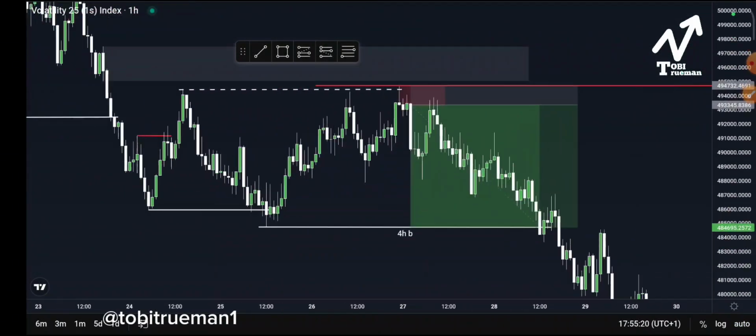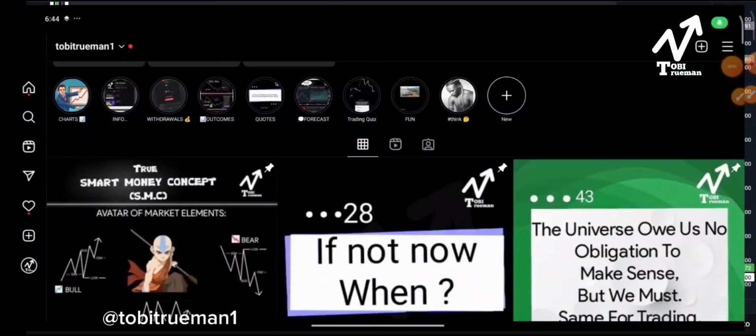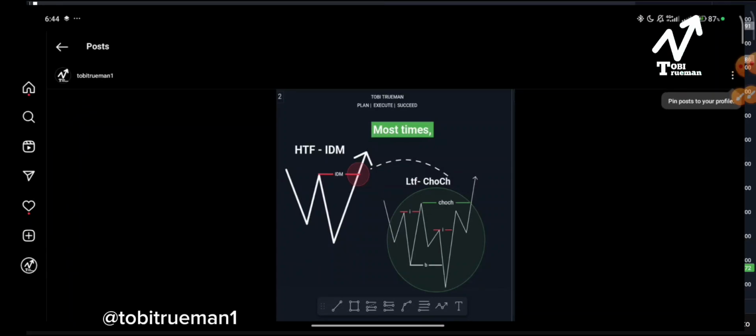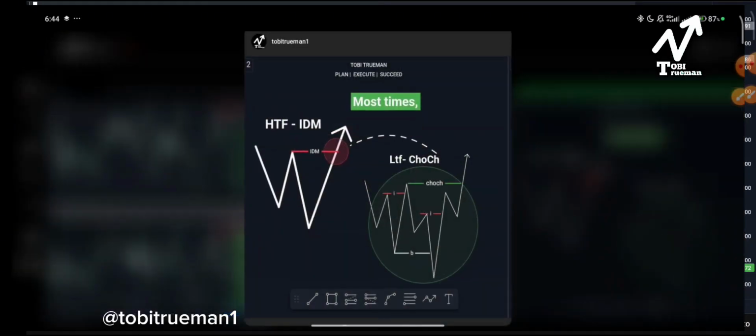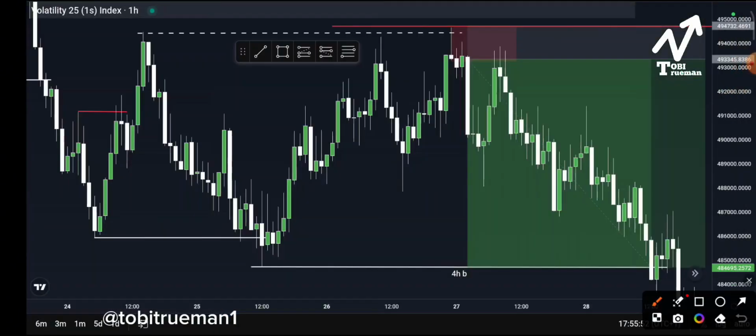Okay, so coming to the 1 hour time frame, we can see what is happening here. Now, like I've explained on my Instagram post, you can check it even on Twitter, a higher time frame inducement can be a lower time frame change of character. Okay, now we can see what is happening here. We see that when price came to this minor inducement from the 4 hour time frame, now we're in the 1 hour time frame, you can see it there.